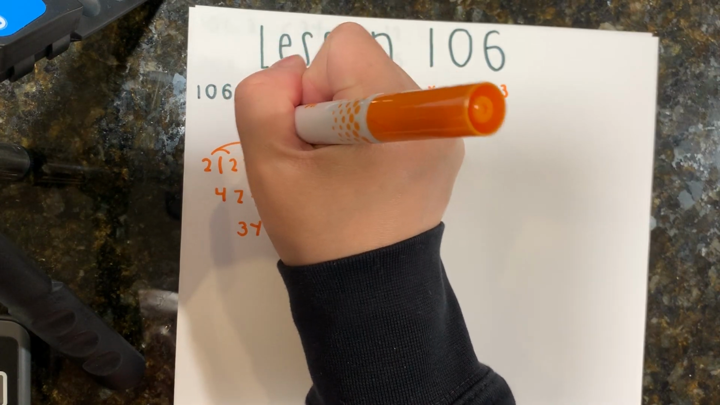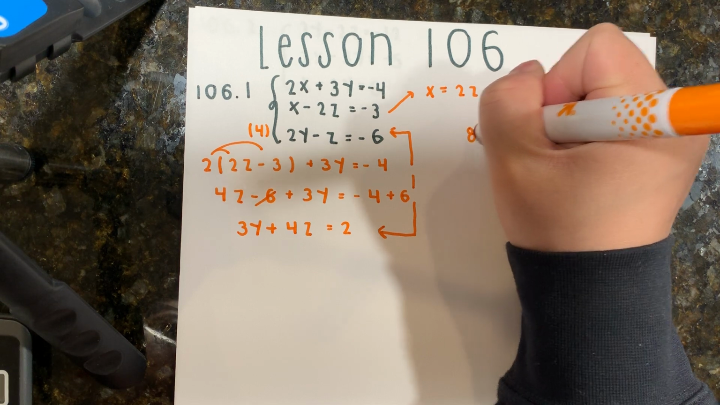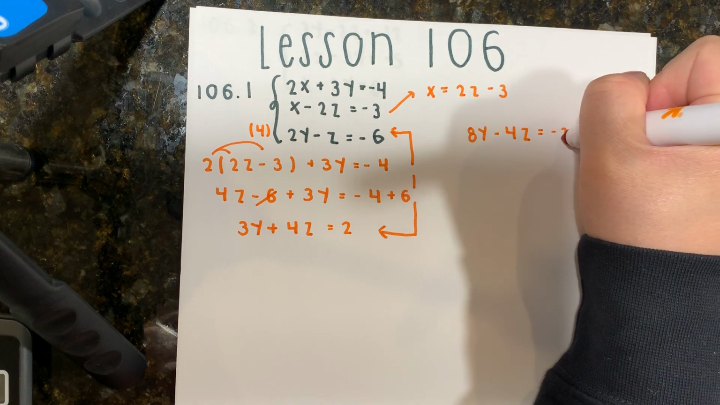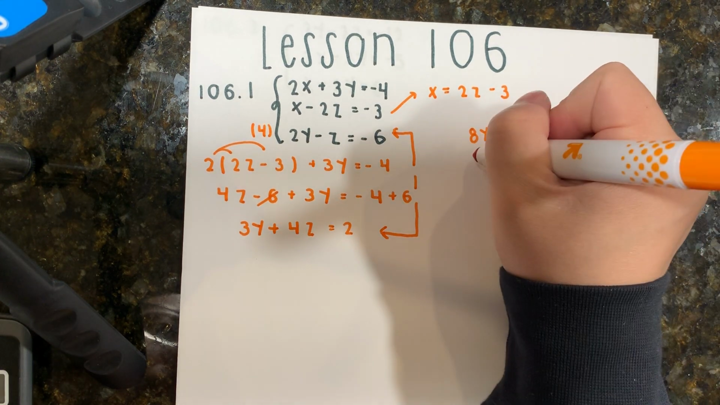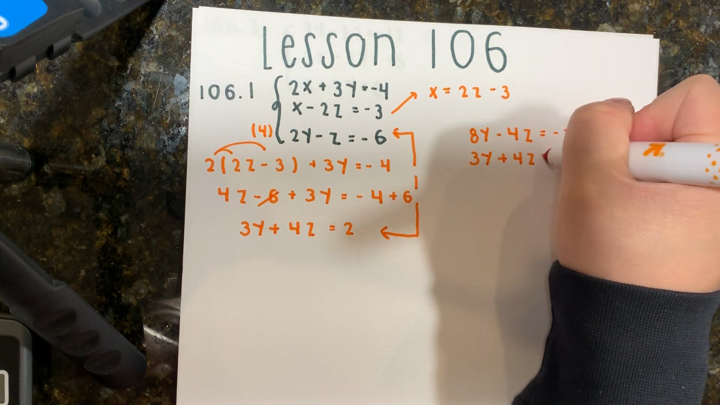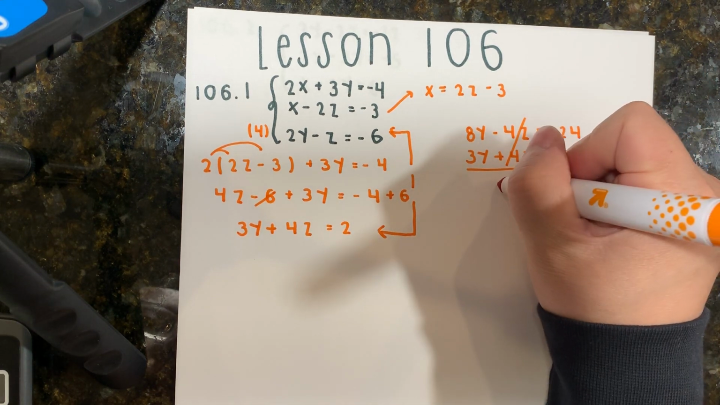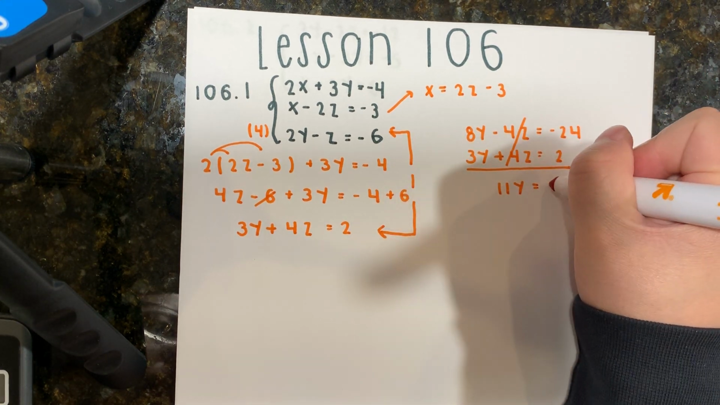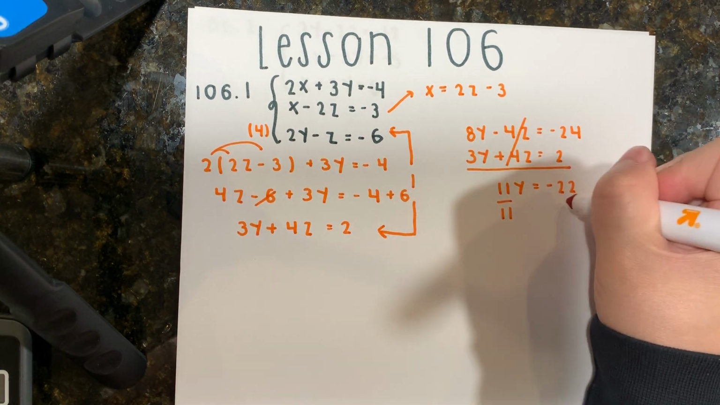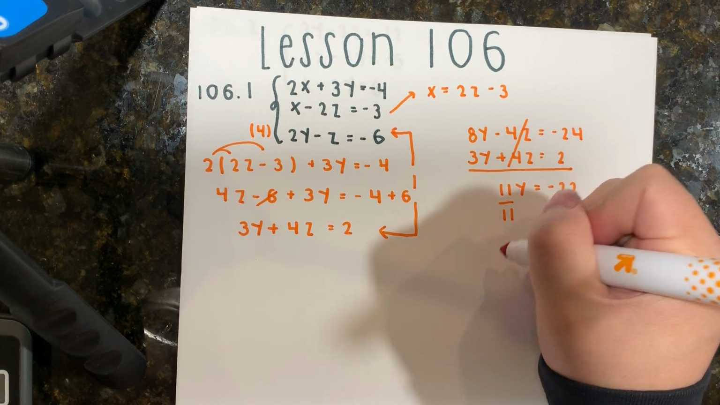I'm going to multiply this third equation by 4. That would give me 8y minus 4z equals negative 24. Leave the other equation as it is, so 3y plus 4z equals 2. When I do that, the z's cancel and I get 11y is equal to negative 22. When I divide by 11, I get y is equal to negative 2.